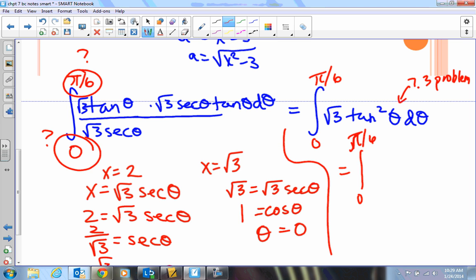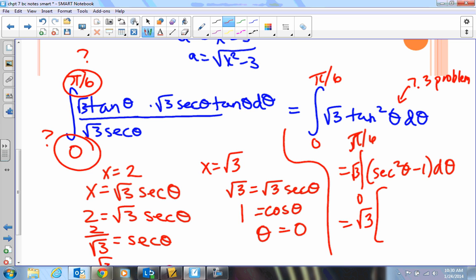Wait, can't you pull the graph? Yeah, you can. Almost did it again. Secant squared would be tan theta minus beta, not x, we're in terms of beta, evaluated from 0 to pi over 6. Work on that, and you should get... No, don't spoil it. Okay?